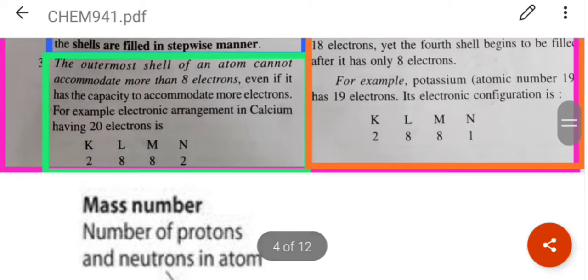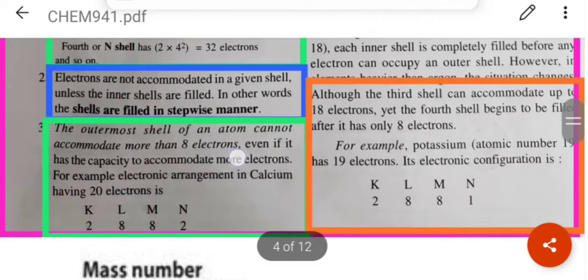For example, we'll see the electron distribution, which is also known as the electronic configuration, of calcium. The atomic number of calcium is 20. That means it has 20 protons and 20 electrons. So in the K cell 2 electrons, L cell 8, M cell 8 and N cell 2. Why? Because the outermost cell cannot contain more than 8 electrons.